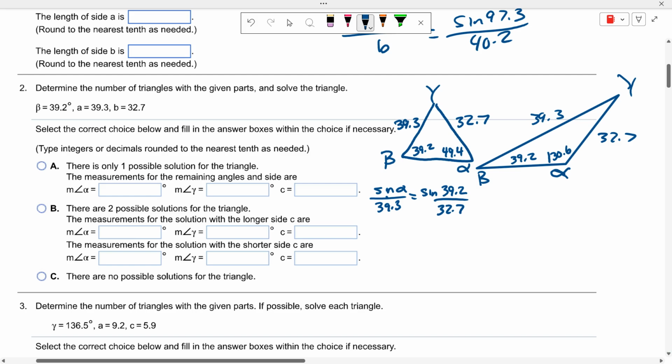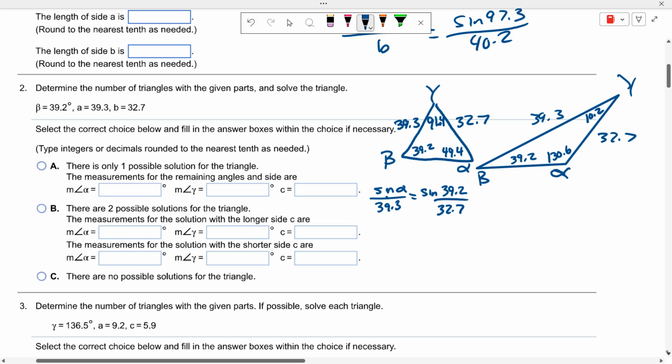All right. Then we have to find angle gamma in each. Well, 39.2 plus 49.4 is 88.6. If that's 88.6, then I'm left with 91.4 for this. If we add these two together, that adds up to 169.8, which gives me 10.2 up here.